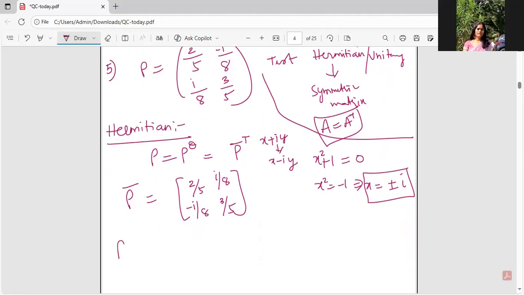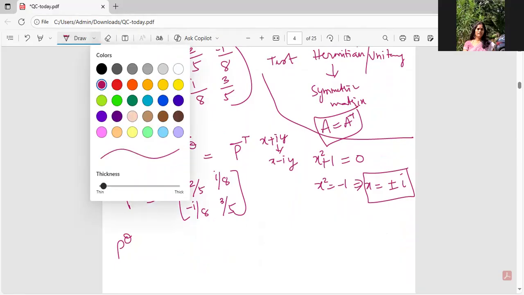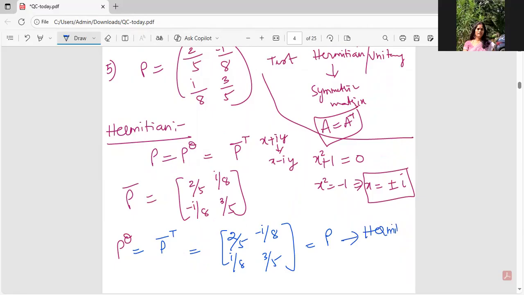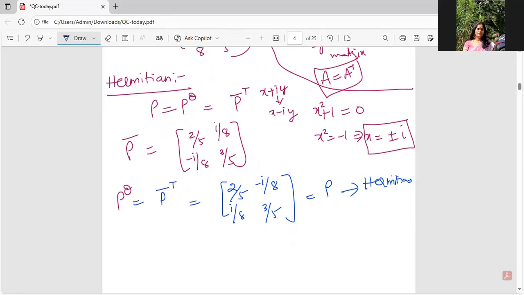Next, what do I need to do to find rho dagger? For rho dagger, I take the conjugate transpose. So I get 2 by 5, minus i by 8, i by 8, 3 by 5. Check with rho, guys. Is it the same one? Yes, it is the same one. Hence, I can say that rho is Hermitian. The given density matrix is Hermitian. Now, coming to unitary: how do I check whether a matrix is unitary or not? Let me show that to you.